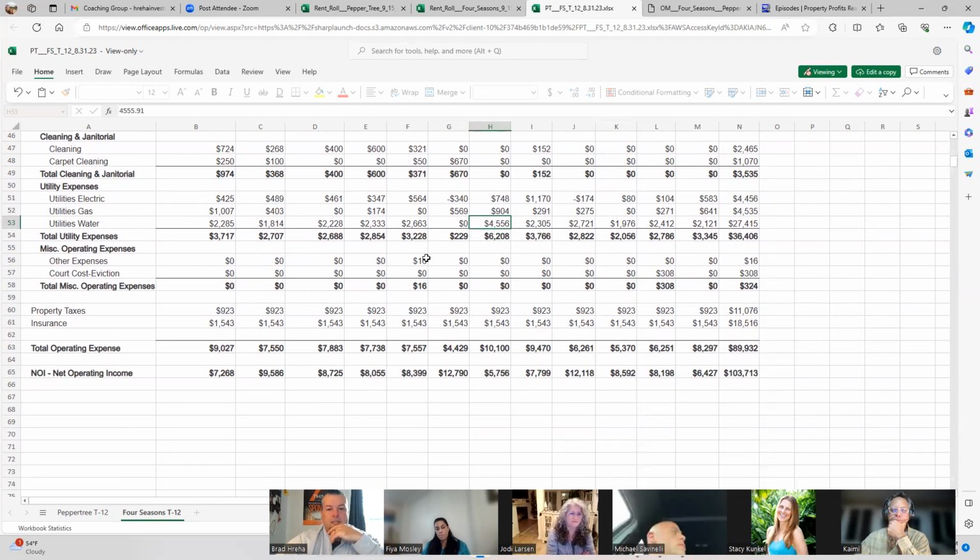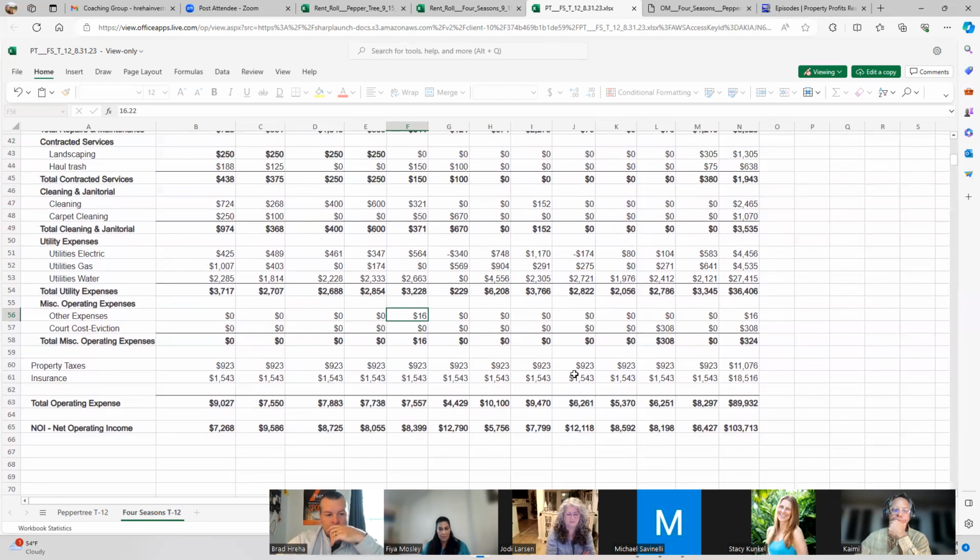Other expenses, who knows what that is? I mean, it's $16. Again, I'm still going to ask. Property taxes, normal. Insurance, normal. Expenses are going to fluctuate depending on what's going on in the property.